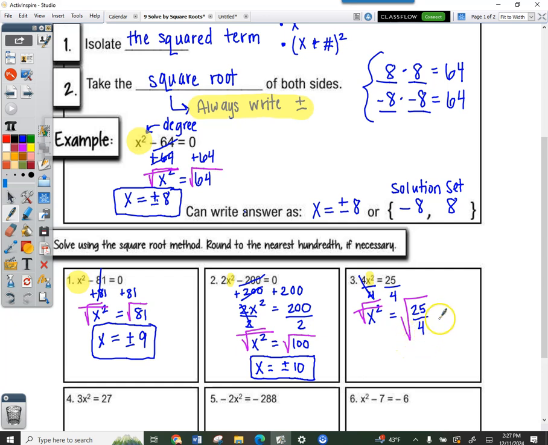How do you take the square root of a fraction? Well, really easy. You can separate them into 2 square roots. What's the square root of 25, y'all? What's the square root of 4? But what do I need to remember? Positive, negative.